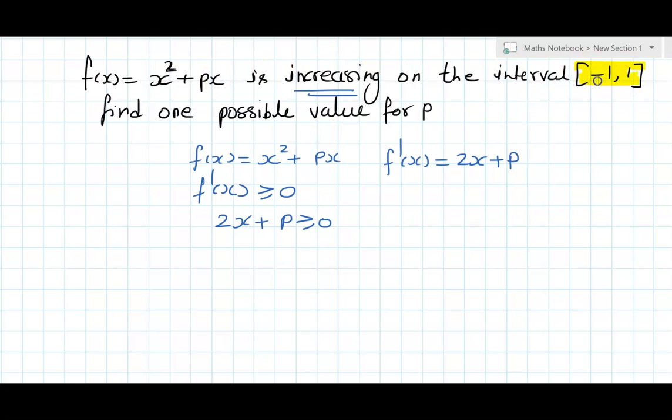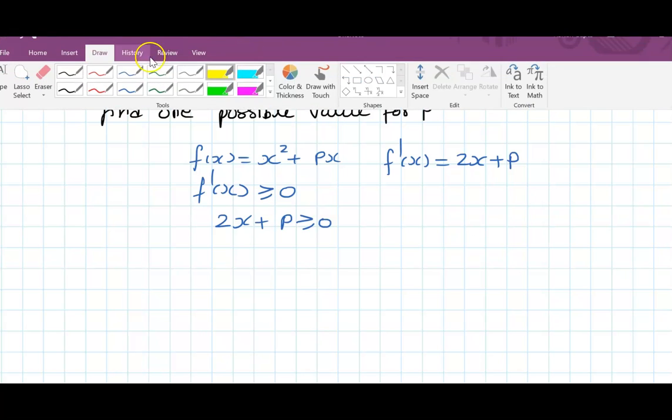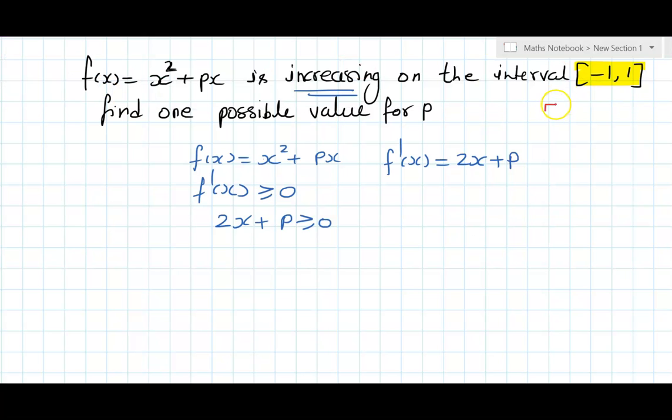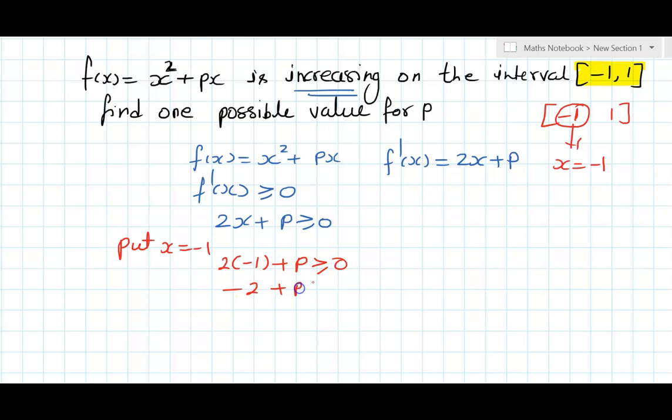Now if you see this bracket here, it is -1 and 1. When we make this bracket sign, it means -1 is included and 1 is also included. So if we take x equal to -1, the first value, then 2 times -1 plus p is greater than or equal to 0, that is -2 plus p greater than or equal to 0. If we do +2 on both sides, p will be greater than or equal to 2. This is the value of p.